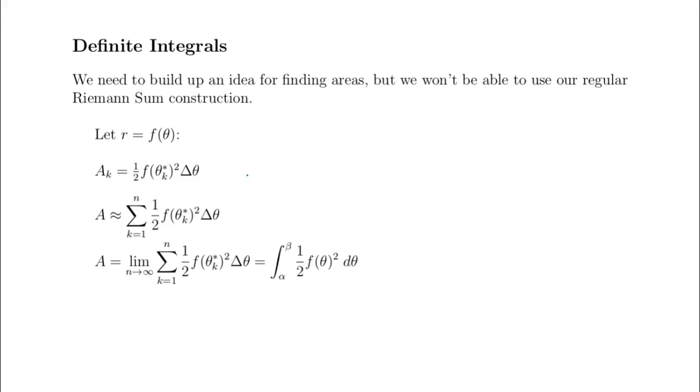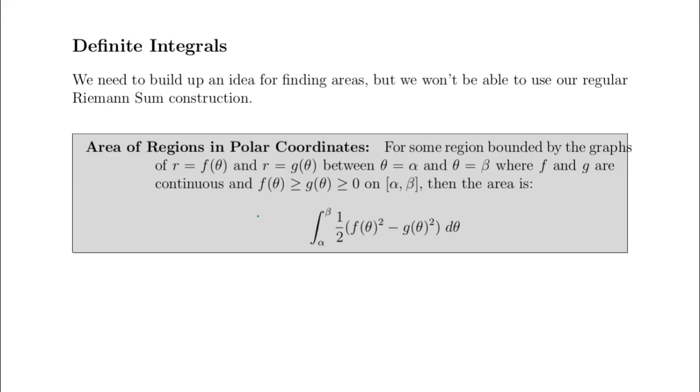All right. So if r is some function of theta, then the kth sector is one half f of theta sub k star squared times delta theta. And then we can add those all up to get an approximation of the area. And we add a limit to this to get a definite integral. Great. This looks like what we did at the very beginning of the semester when we used Riemann sums to build integral formulas for things. So this should not be too much of a surprise, where here alpha and beta are just the beginning and ending angles. We use the Greek letters to remind ourselves that those are angles.